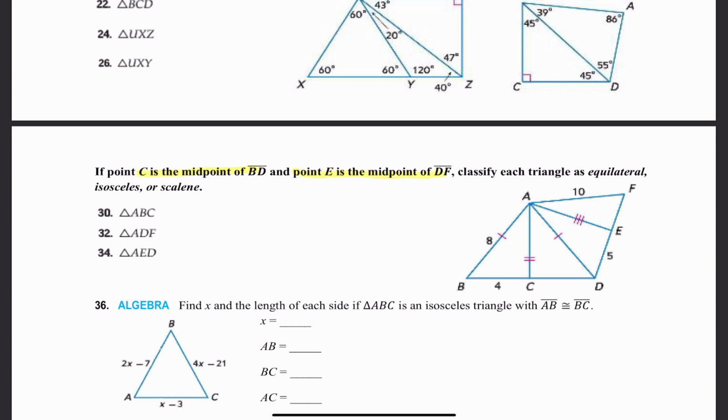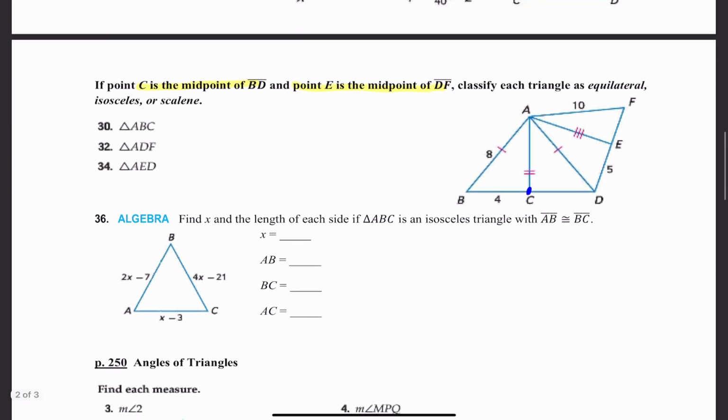Well, if C is the midpoint, here's C. What does it do to BD? And then point E is the midpoint of DF. Here's point E, and this is DF. Well, what does point E do to DF? Okay. Then your goal here is to classify each triangle as equilateral, isosceles, or scalene. Okay. Equilateral means that all sides are congruent. Isosceles means at least two sides are congruent, and scalene means no sides are congruent.